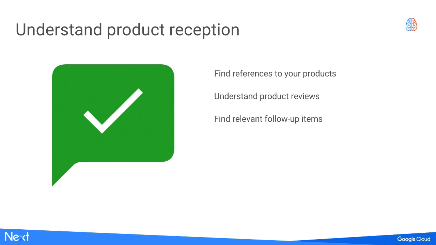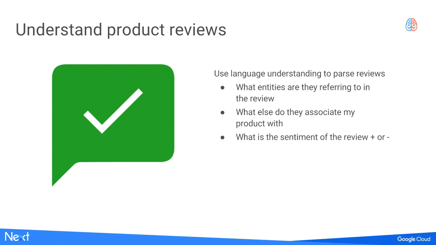And the other aspect is, when you look at a review, things that you want to understand are what are the entities they're covering in my review? For example, when they talk about a product, what other product are they talking about? What other competitor are they talking about? What else do they associate my product with? That's really the thing I just talked about. For example, if I'm selling a new model phone, what else do people normally think of when I talk about my phone?